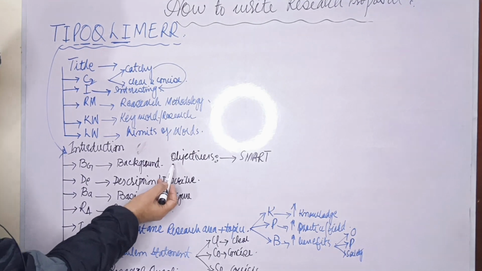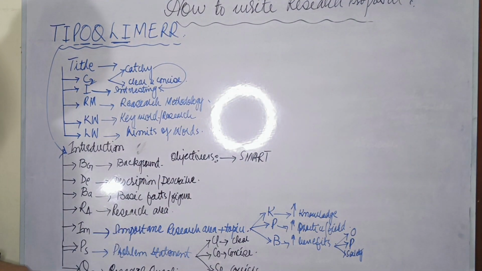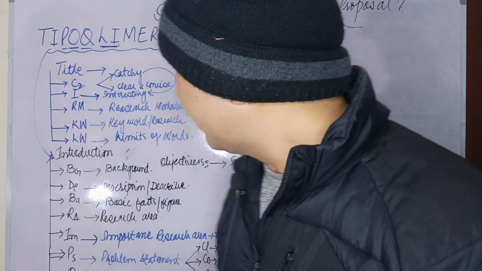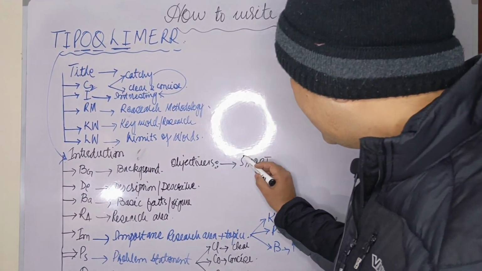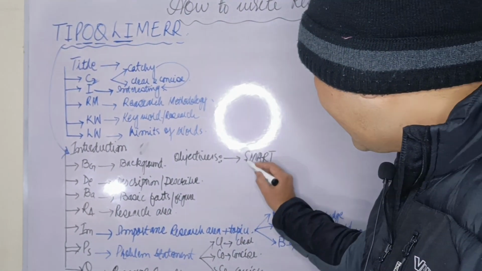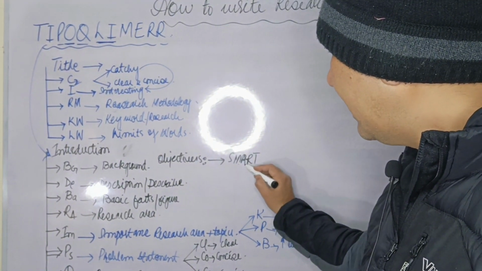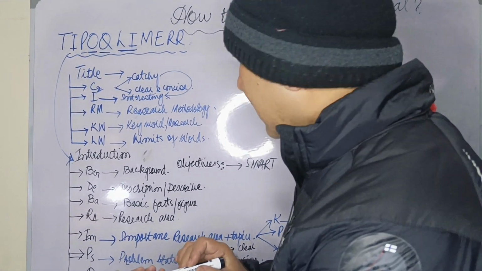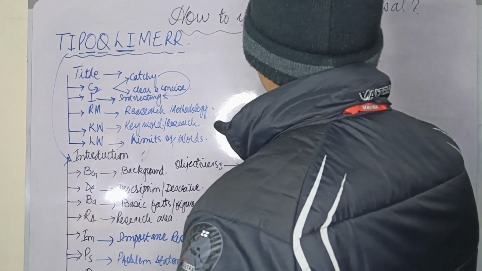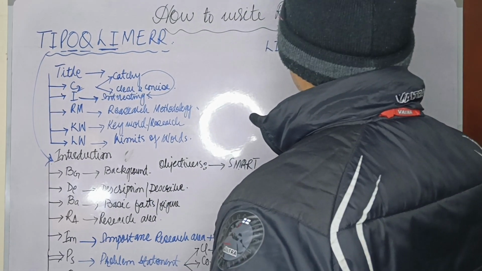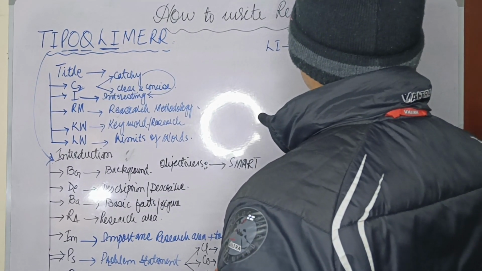The objectives will come after your research question. After your research question, the objectives will come up, and your objectives should be in the form of SMART: S for specific, M for measurable, A for achievable, R for reliable, and T for time bound. Now we will come to the LI. LI is for the literature review.